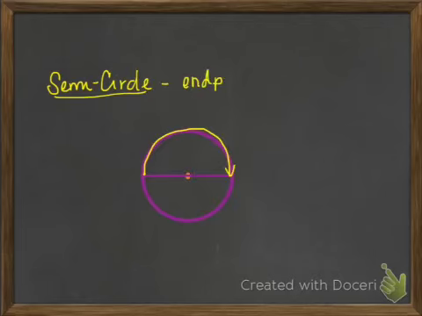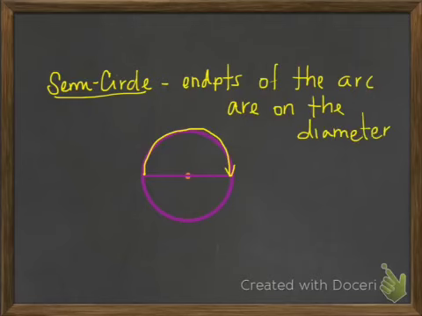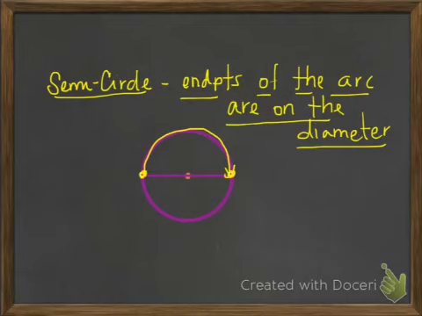A semicircle, I think most everybody knows what a semicircle is. The formal definition is that the endpoints of the arc are on the diameter. So you can see that we still have two endpoints, an endpoint here and an endpoint here, and a semicircle will go between those two. So it's an arc that basically meets the diameter.